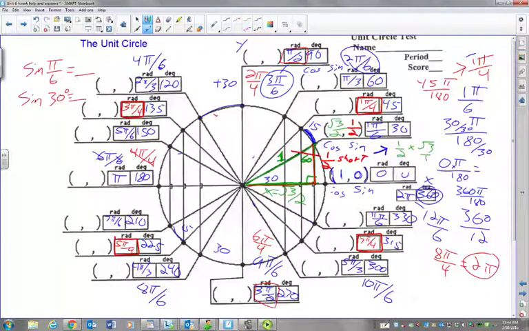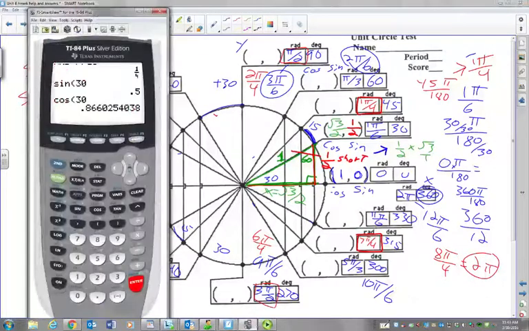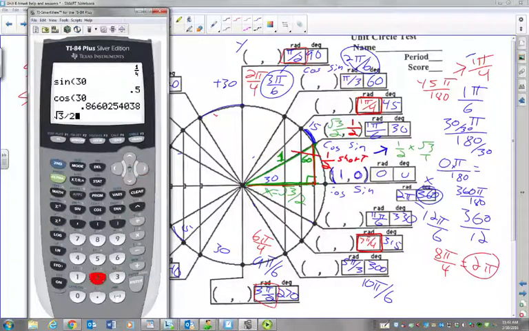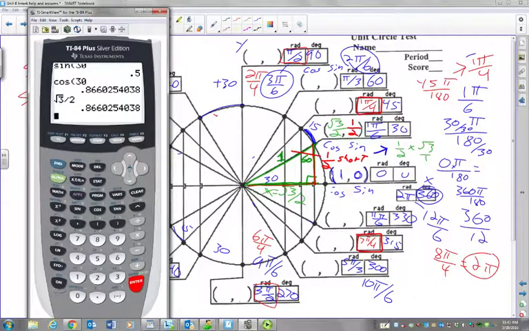Keep watching it. So radical 3 over 2. If we go to our calculator and put in cosine of 30 degrees, you get 0.866. And if you want to check your answer using your calculator, we're going to go ahead and divide radical 3 by 2, which is 0.866025438. Cool. So cosine of 30 degrees is definitely radical 3 over 2.